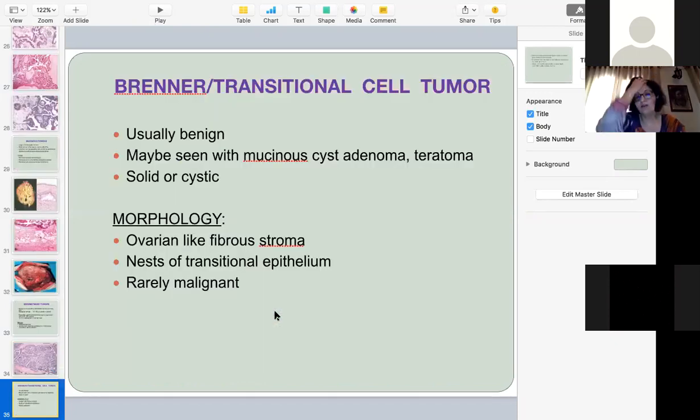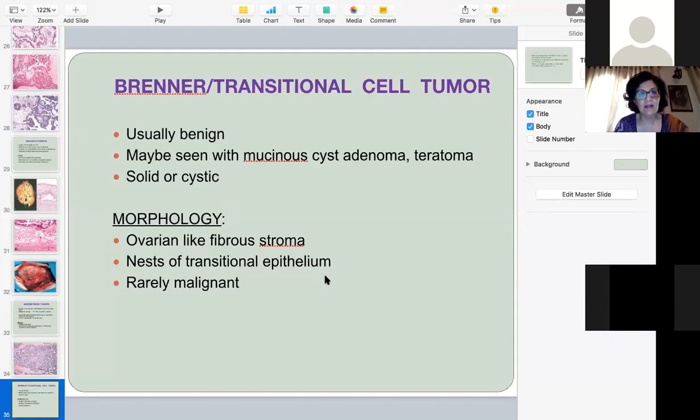Brenner or transitional cell tumor. So remember, Brenner is the one which has transitional type lining, so it's also called transitional cell tumor. This is usually benign, and it may be seen with mucinous cystadenoma or teratomas, or associated with these two tumors, and it can be either solid or cystic. Morphologically, it has an ovarian-like fibrostroma with nests of transitional type of epithelium. A majority of these tumors are benign, and only rarely are they malignant.